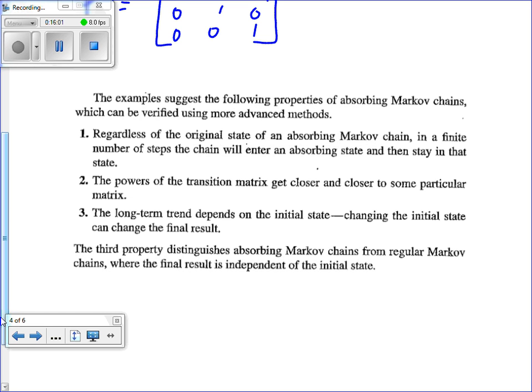Number two, the powers of the transition matrix get closer and closer to some particular matrix, kind of reiterating what happened in 1. And 3, the long-term trend depends on the initial state. Changing the initial state can change the final result. That's a little bit different from a regular Markov chain as opposed to the absorbing one. In a regular Markov chain, the final result is always independent of the original.